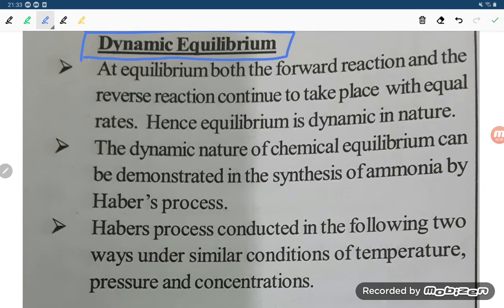Let us see one problem, a topic asked by my student, that is dynamic equilibrium. Dynamic equilibrium is a continuous process, where the reactant is converting into product and the product is also converting into reactant. This is happening in both directions with similar concentration, and that is what dynamic equilibrium is.